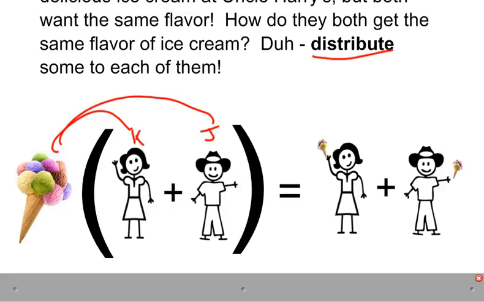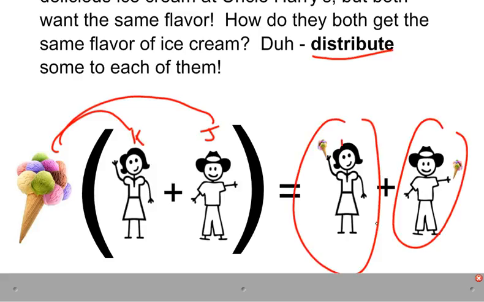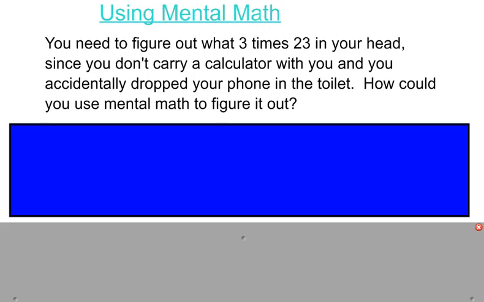It's taking something and giving it to both of the things you want to give it to. So the ice cream goes to Katie and Joe. Well, Katie has ice cream and Joe has ice cream now. We're going to do it with numbers in a second, but we're going to do this next one. Believe it or not, you may use it in mental math. You might have learned this a long time ago. It says you need to figure out what 3 times 23 is in your head. Since you don't have a calculator and your phone accidentally dropped in the toilet, how could you use mental math to figure it out without trying to count?